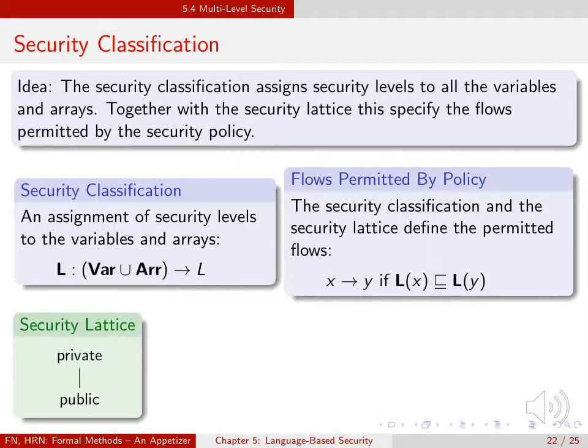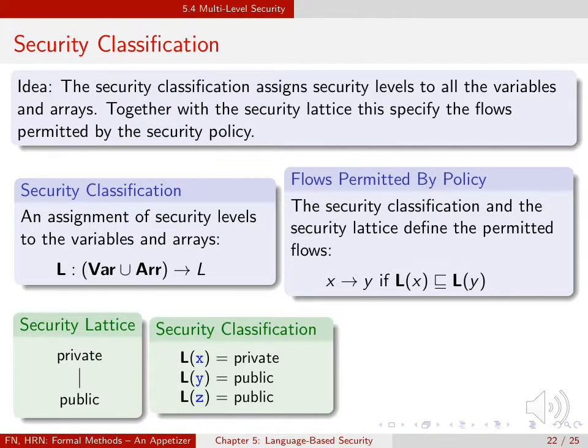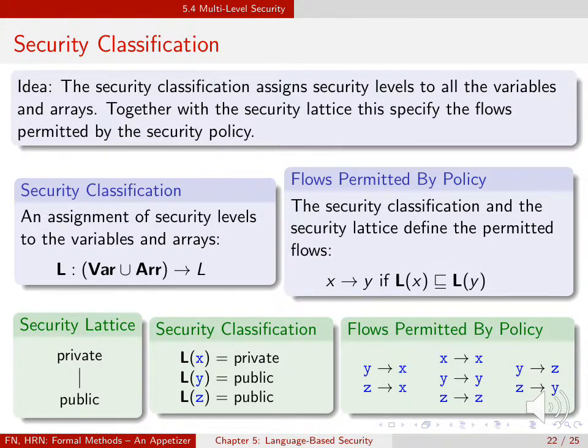Consider the example where public is below private. Let x be private but y and z be public. Then the flows permitted by the policy are the ones expressed here. The column on the right says that public data can flow between themselves. The column in the middle says that data can always flow into itself. And the column on the left says that public data may flow into private data.